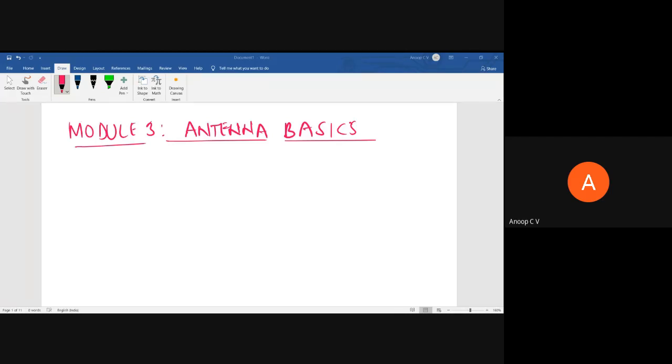Yeah, good afternoon and welcome to yet another online tutorial on microwaves and antennas. So we are into module 3 and we were discussing antenna basics. Yesterday we started with this concept of antennas, so we'll just quickly have a recap of what we have done yesterday.